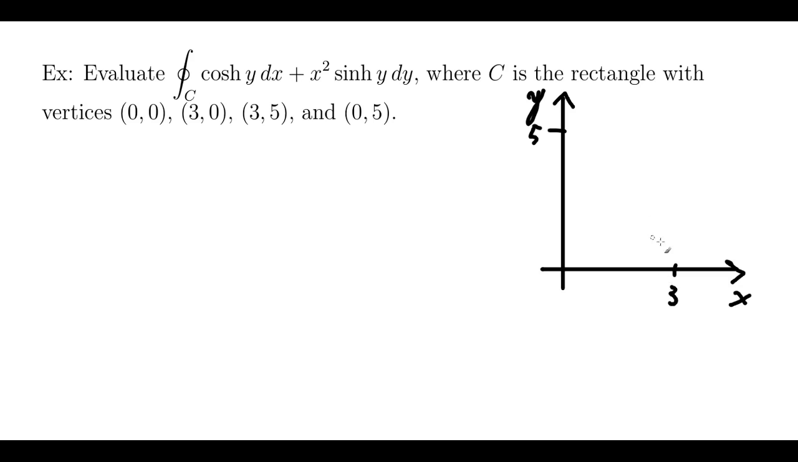5, 3. So we have (0, 0), (3, 0), (3, 5), and (0, 5). And that is slightly misplaced. Let me just make that dot bigger. There we go. So C is this rectangle.